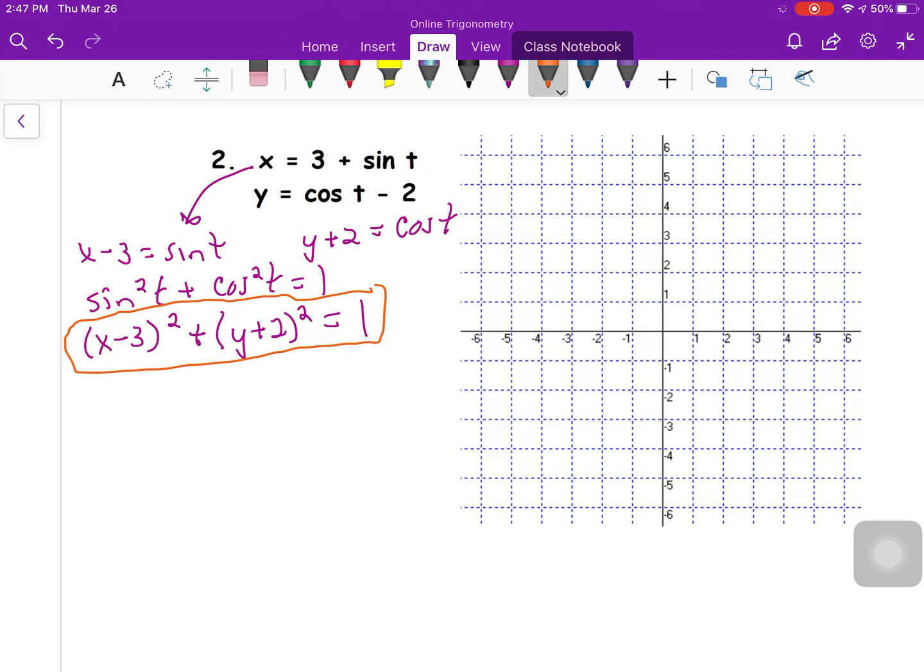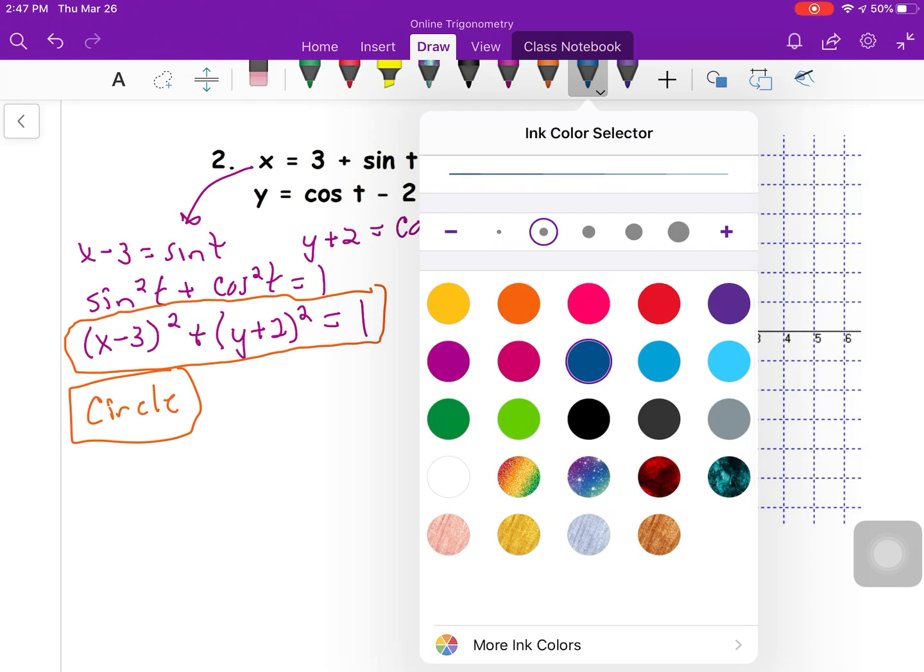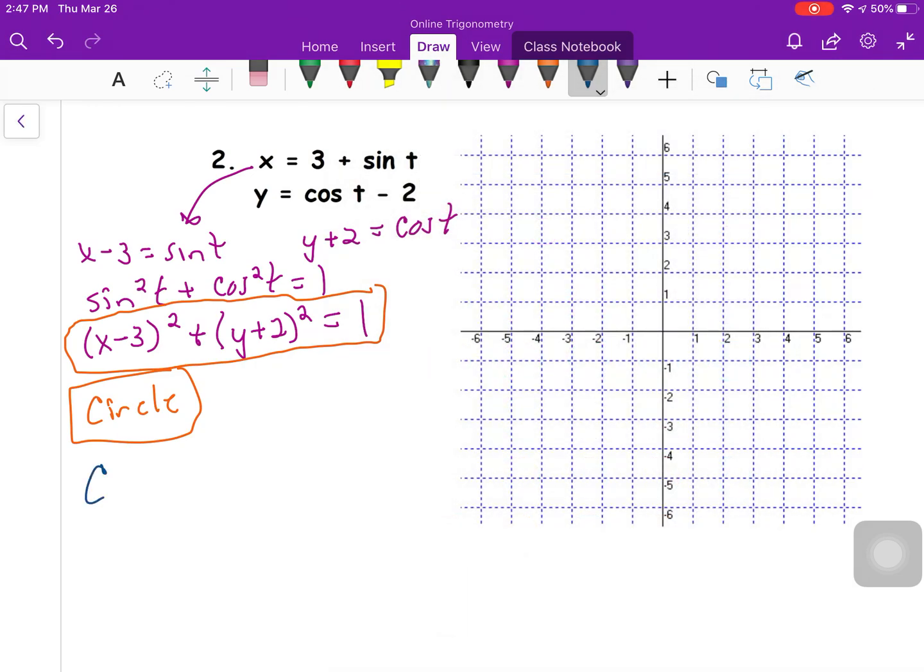Because there are not different numbers beneath the x and the y, both of them would have a 1 down there if we thought of it that way. This would be a circle. So that's called identifying or classifying it. When we go to graph it, we would need to know the center. So the center here would be at positive 3, negative 2. Notice it's the opposite of what's in the parentheses with the x and the opposite of what's with the y.